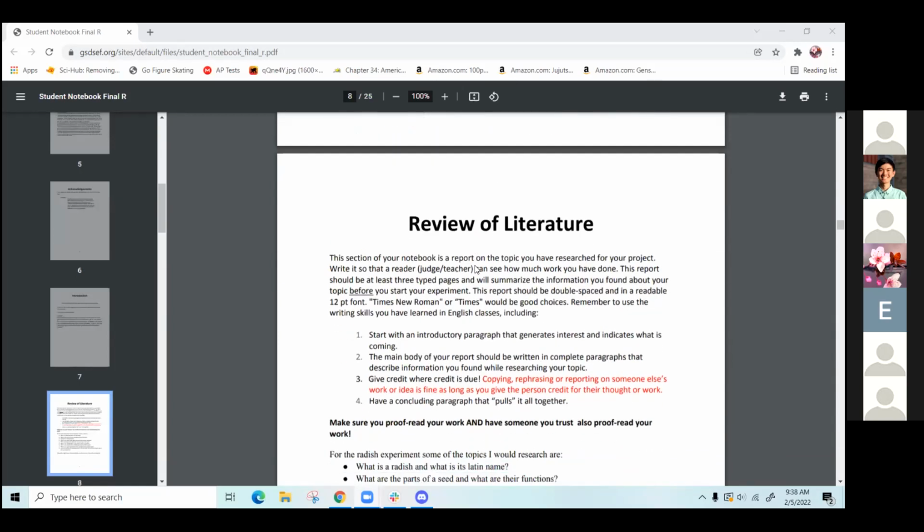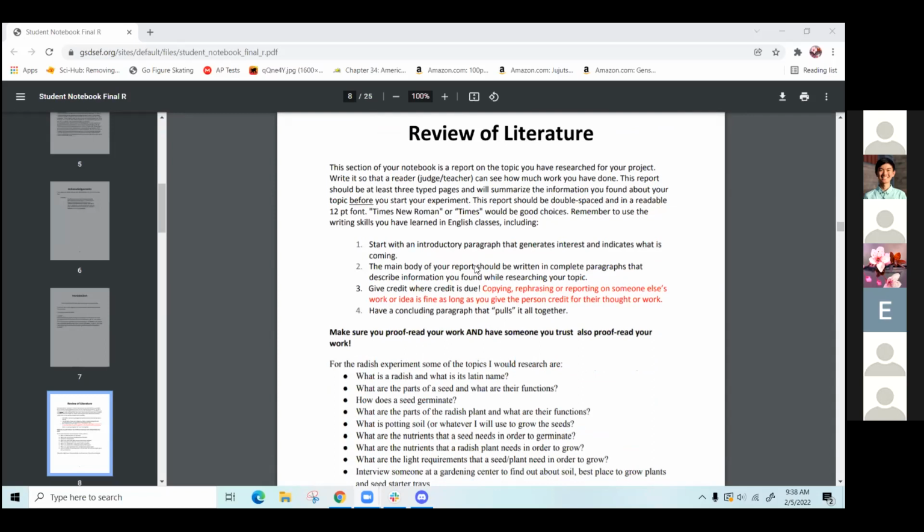Next slide, please. And then the review of literature is where you, this takes quite a bit of time, so you should start working on this as soon as possible. It needs to be 3 pages, and it's going to summarize information you learned about your topic. For instance, if you're working on a project about the environment, you probably read a lot of articles about the environment before starting your research, right? So you need to write 3 pages with all the citations and everything, discussing all of the information you found.